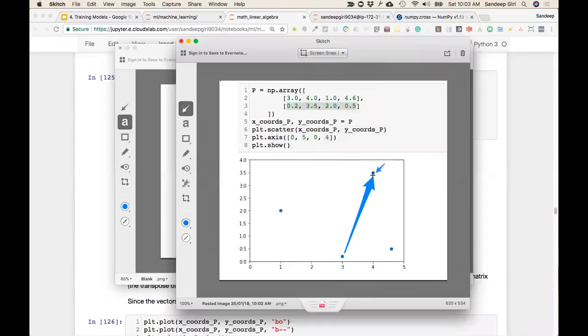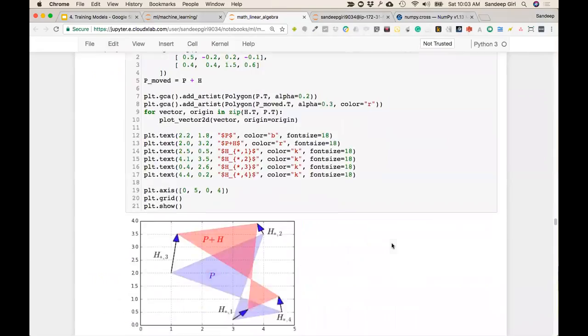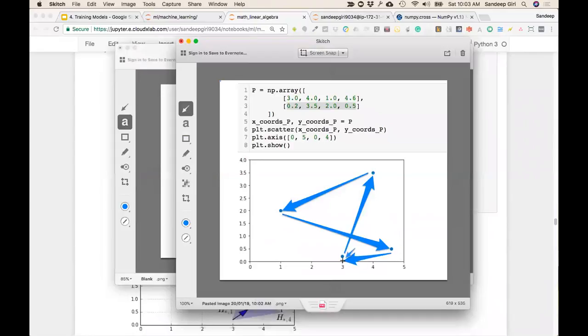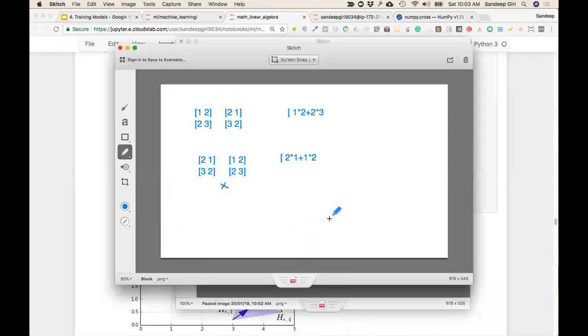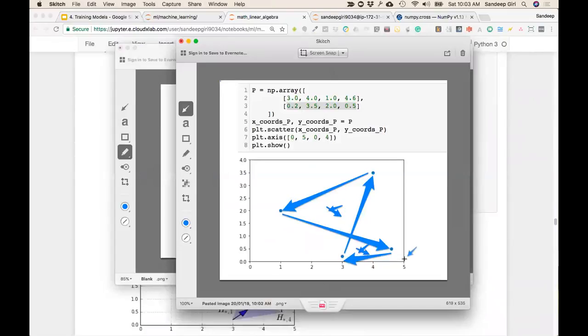So what it has done is 3 and 4.5, right? This is 3 and 4, 3 and 0.2, 4 and 3.5, and then 1 and 2, okay? This is 1 and 2. And then 4.6 and 2.5, okay? So that's how it is done, and it's basically in that order. When we draw it like this, the last one is joined back to the first one. So if you see, it has become like a shape. This is one shape.